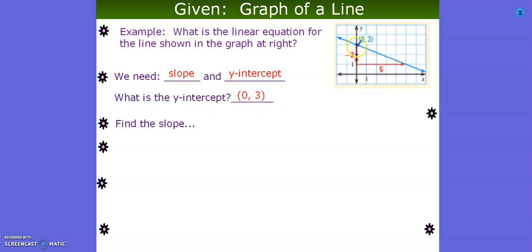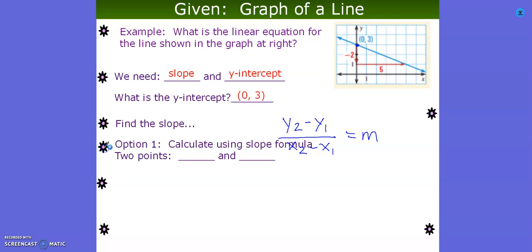We can take this point here and find another point on the line and do our slope formula. If you remember, that was y2 minus y1 over x2 minus x1. That's your slope formula. You could do that if they just give you 2 points. But if I have the graph, then I can count. I can count my spaces to find my slope. This looks like a drop of 2 and then a run of 5.